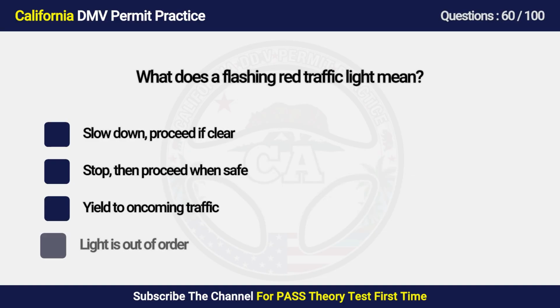Question 60. What does a flashing red traffic light mean? A. Slow down, proceed if clear. B. Stop, then proceed when safe. C. Yield to oncoming traffic. D. Light is out of order.